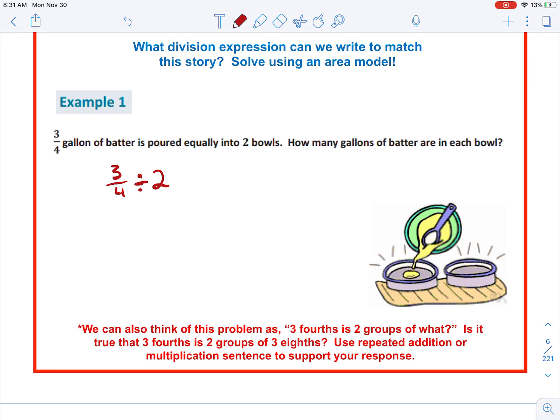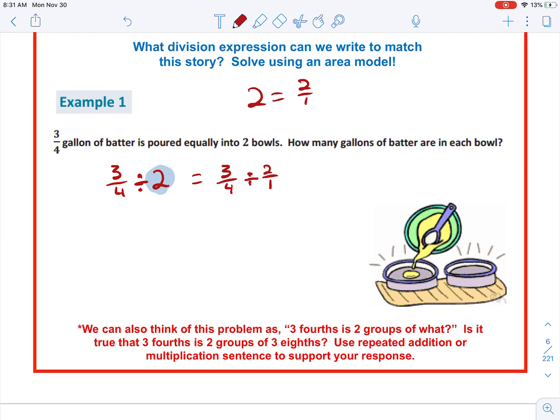Well, in order to do this problem, there is a certain concept that we have to do. First, we have to turn 2 into a fraction, okay? Well, 2 as a fraction is just going to be 2 over 1, okay? So now this turns into 3/4 divided by 2 over 1, okay?